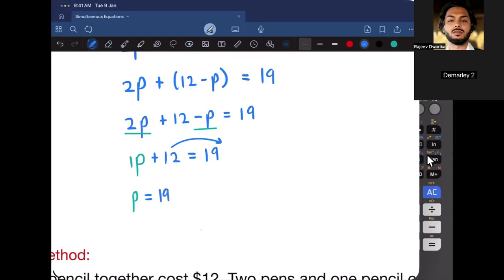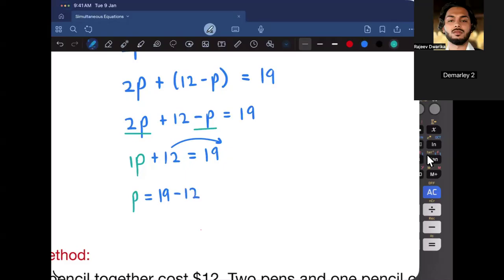What am I going to say? 19 what? 19 pencils? No, pen, sorry. Take your time. It was 1P plus 12 is equal to 19. And so I wanted to find P. So I had to move across the 12. If I move across the 12, it's going to become what? Oh, minus 12, sorry. Right.